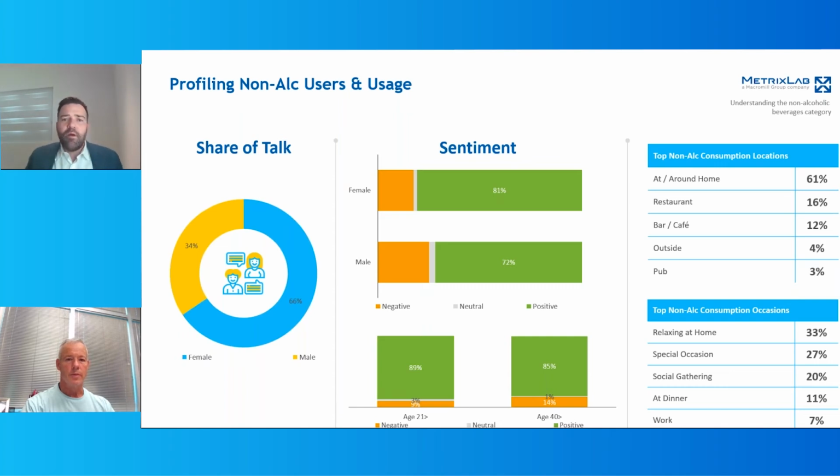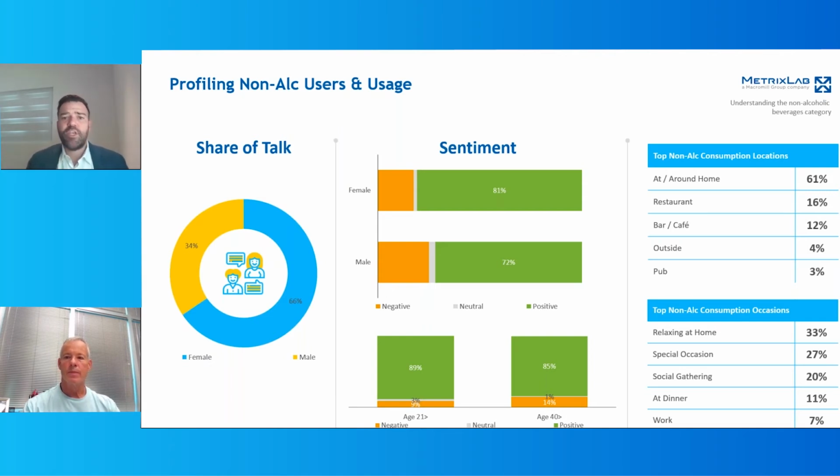And when we start to think about what are those locations where people are actually consuming these beverages? It's largely off-premise, which is not a surprise, given that the majority of volume in countries tends to reside in the off-premise anyways. 61% of those are having it at or around their home, which you see followed by a couple of on-premise locations, including restaurants, bars, and cafes.